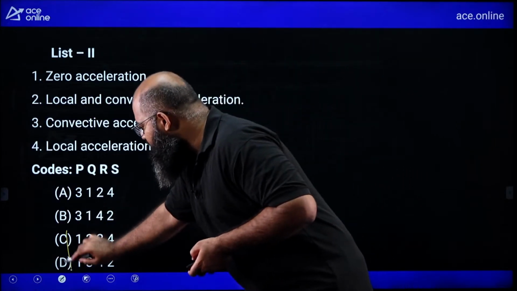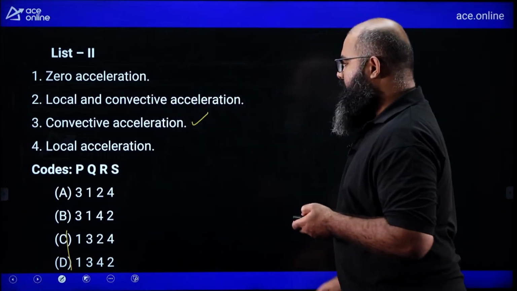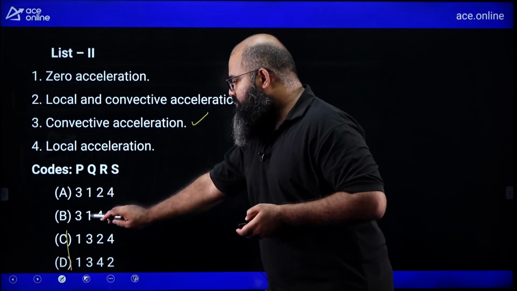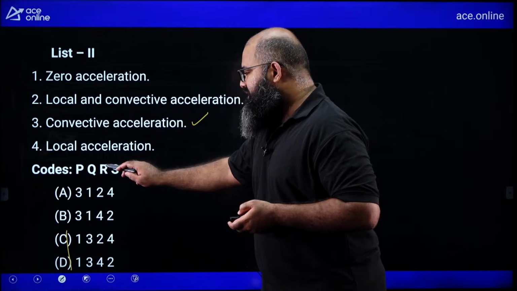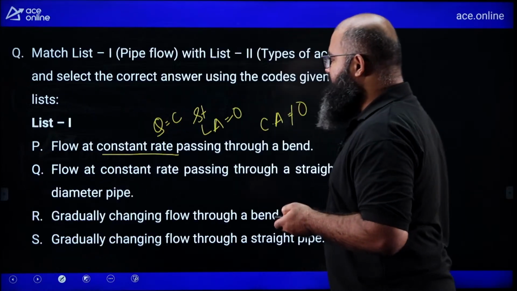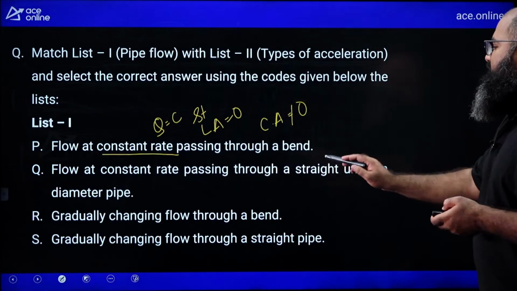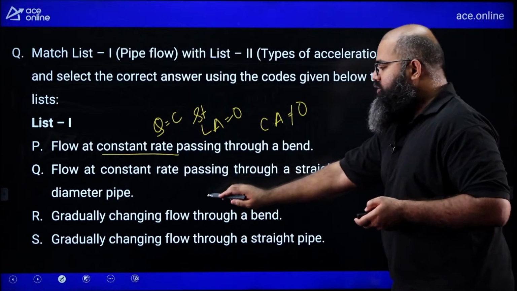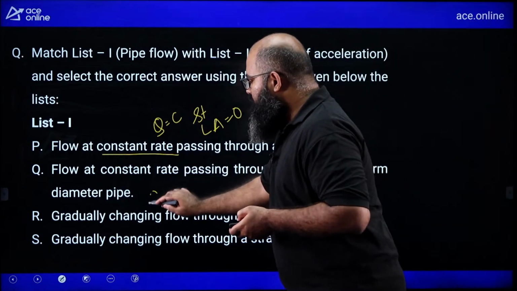If P should go for 3, C and D would be wrong answers for me. Now if you observe over here, Q is guaranteed to go for 1. So all you have to do is check for R. Checking for R is sufficient. Now R is gradually changing flow through a bend. Gradually changing flow basically means Q is not a constant.